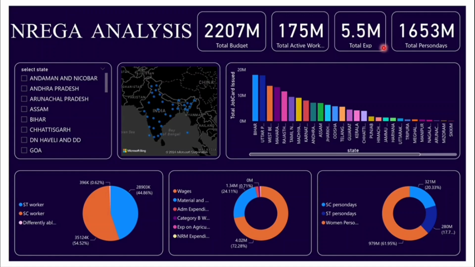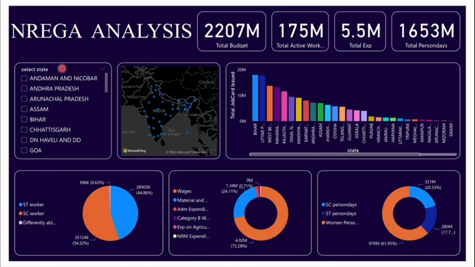Now the total expenditure is 5.5 billion, out of which wages is 72.28%, material cost is 24.11%, and 2.04% is total ADM expenditure, 0.71% is category B work, and 0.1% is agriculture and agriculture allied work, and 0.35% is NRM expenditure, which is public plus individual. Now in this donut chart we can see that the total percent day is 1653, out of which 61.95% is woman percent day, 20.33% is SC percent day, and 17.7% is ST percent day.